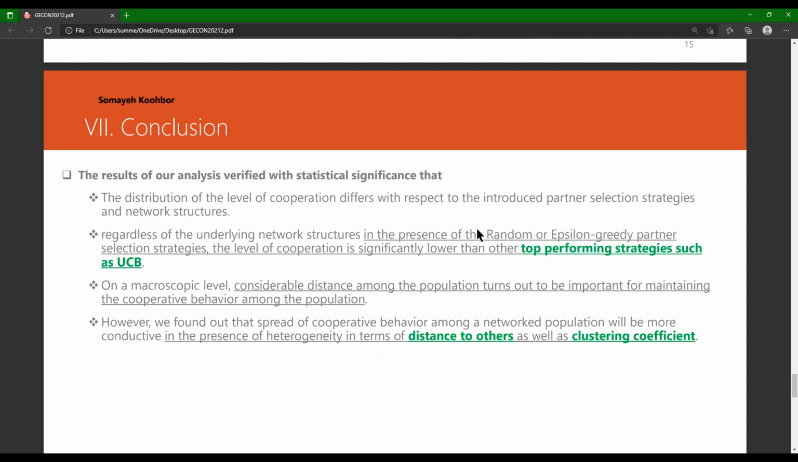So if you look at it, I basically summarized everything. In order to have a successful spread of cooperative behavior, we need to create a network among the members which gives us heterogeneity in terms of distance to others, as well as clustering coefficient. And basically UCB gave us the higher performing partner selection strategy.